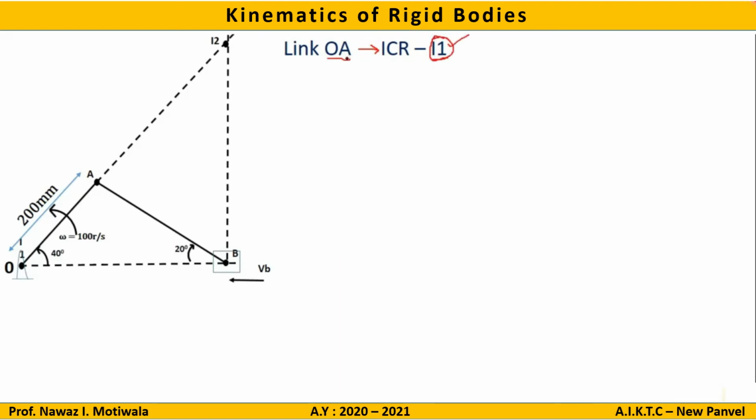Okay, after writing this, what is the next step? There are 2 points, point O and point A. So I will write down point O, point A. What is the next step? After writing out the points, we have to write the formulas. So the formula will be V is equal to 0.